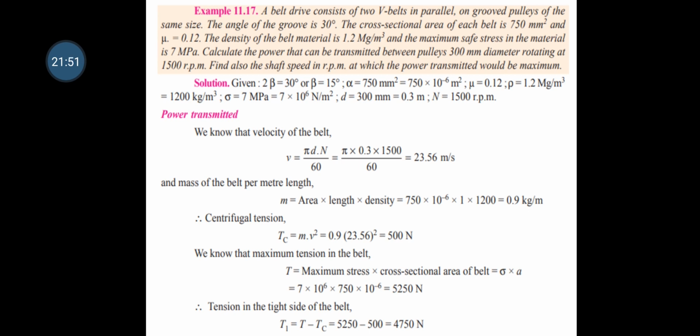A belt drive consists of two V-belts in parallel on grooved pulleys of the same size. The angle of groove is 30 degrees. The cross-sectional area of each belt is 750 mm square and mu is equal to 0.12. The density of the belt material is 1.2 Mg per meter cube and the maximum safe stress in the material is 7 megapascals. Calculate the power that can be transmitted between the pulleys of 300 mm diameter rotating at 1500 rpm. Find also the shaft speed in rpm at which the power transmitted would be maximum.